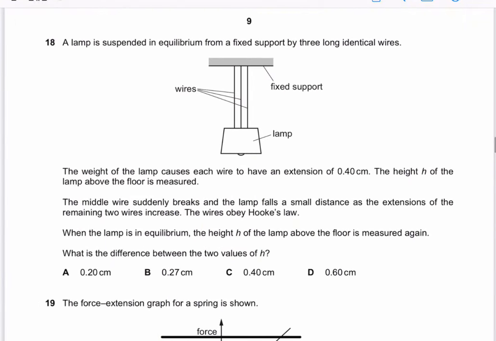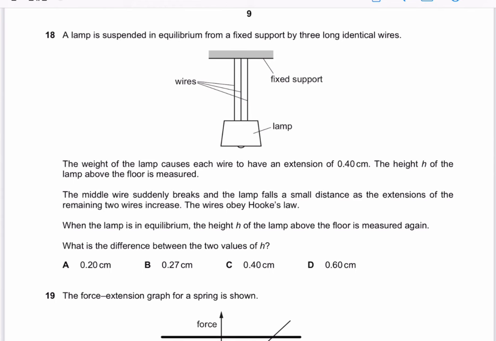Question 18. We're given a lamp which is suspended in equilibrium from a fixed support by three long wires. Okay, so we have this wire, and that wire. The weight of the lamp causes each wire to have an extension of 0.40. The height h of the lamp above the floor is measured. Okay, the middle wire then breaks and the lamp falls a small distance as the extension remains constant. What is the difference in the two values of h?